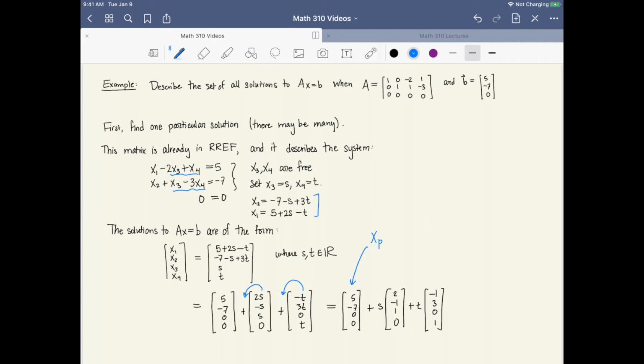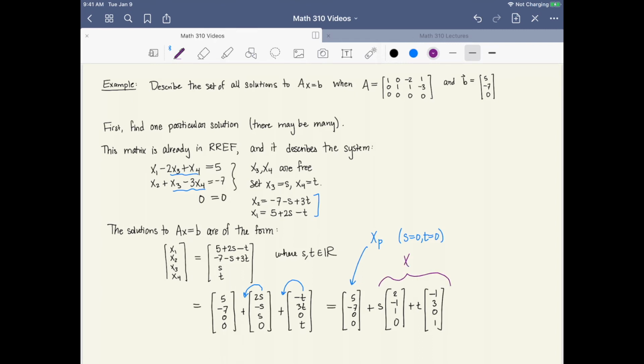This is the particular solution when you have set s equals 0 and t equals 0. This is no longer a generic solution, but it's literally just the vector 5, minus 7, 0, 0. And if you plug that into the system of equations here, you're going to get a solution. So there's our particular solution.